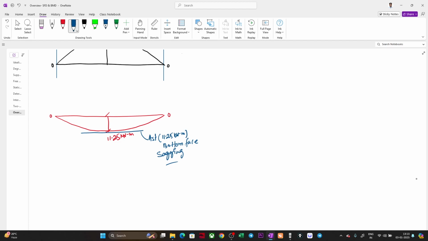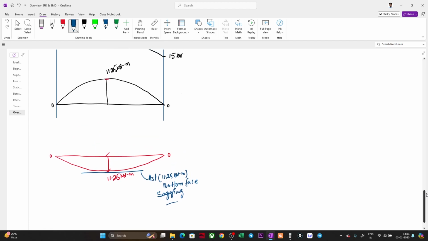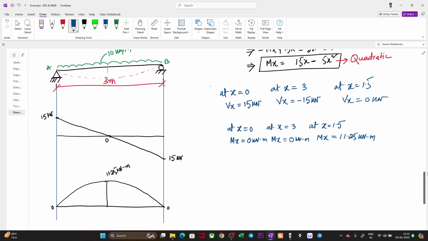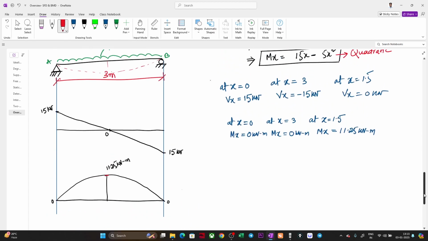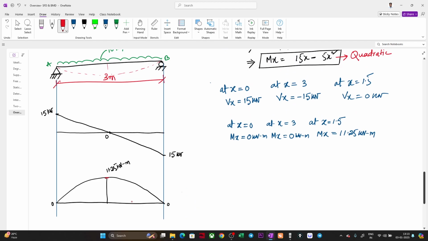But from this diagram obviously many of us have already done this way only, this sign convention only, but this will create confusion. This will create confusion, so it is always better to draw the bending moment diagram and the tension. So I hope it is clear.